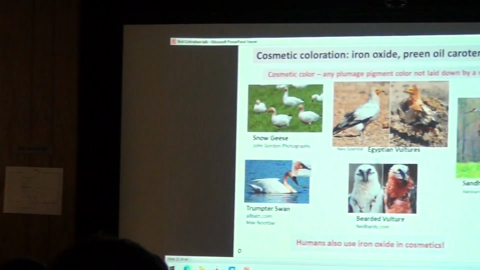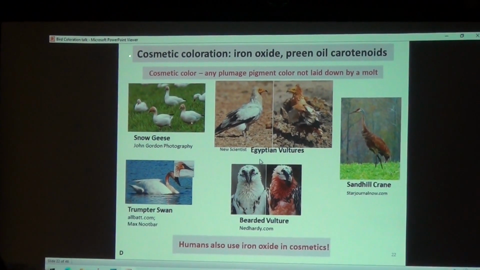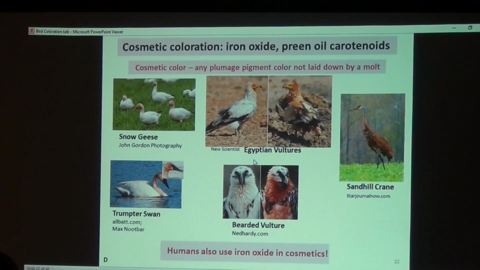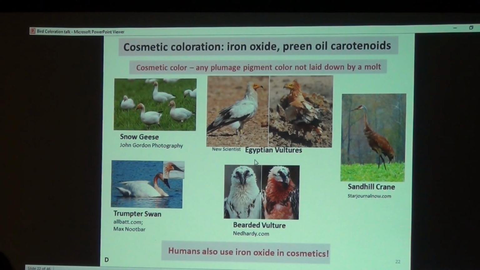So before we go on to the next section, I want to talk to you about cosmetic coloration. Now, once a feather comes in after a molt, when it's fully formed, it's a dead structure. It's no longer alive. So once the color has been put in during the molt, and once the feather is fully grown, it can no longer receive any color internally. The color that it has from the molt is what it has. So cosmetic coloration is defined as any plumage pigment color that is not laid down by a molt.